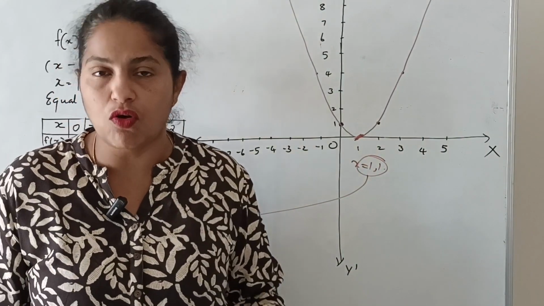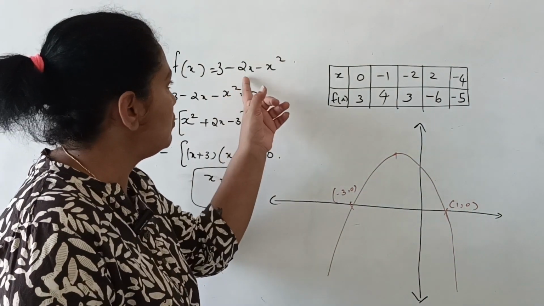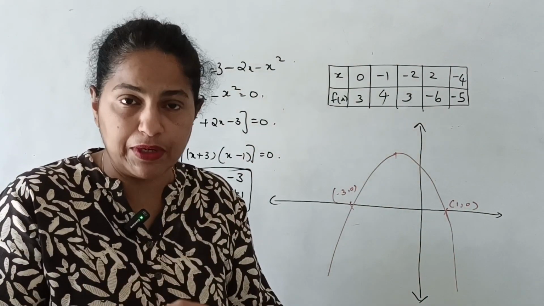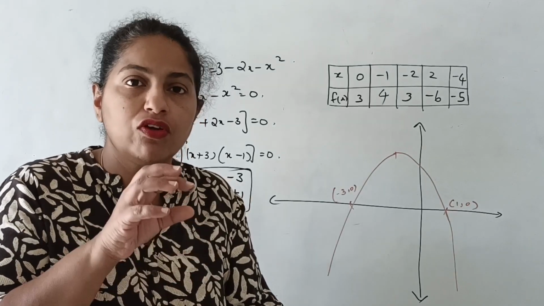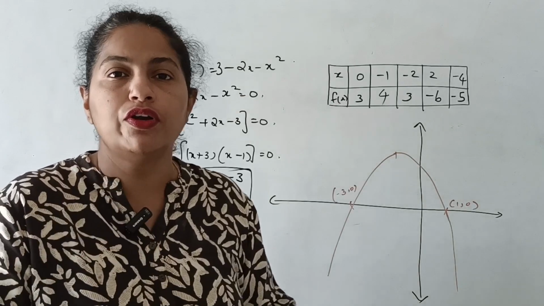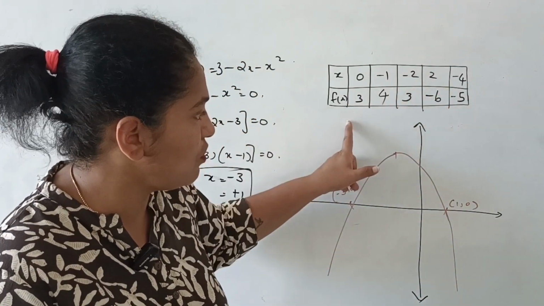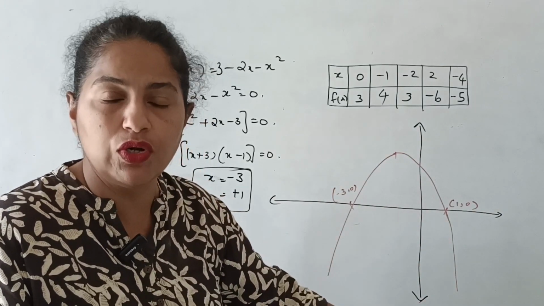Here I have plotted the graph of 3 minus 2x minus x square. I have taken this particular polynomial because the coefficient of x square is negative. It is a minus 1. So I wanted to show how the parabola would look like. I have plotted the points over here and this is how the parabola would look like.